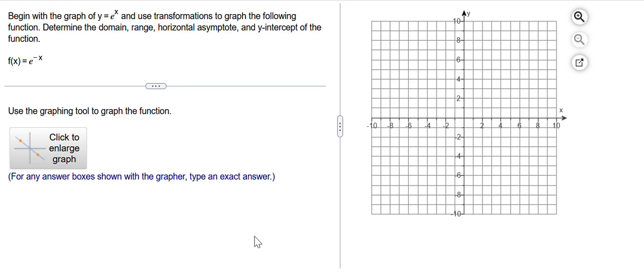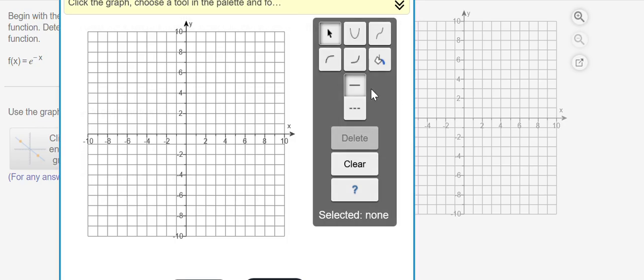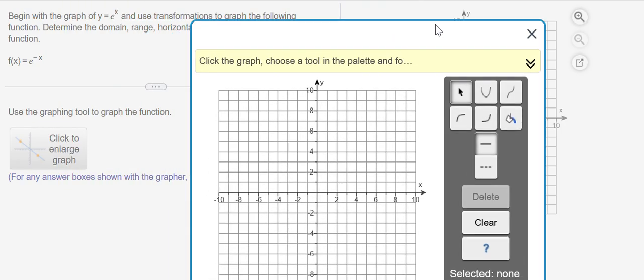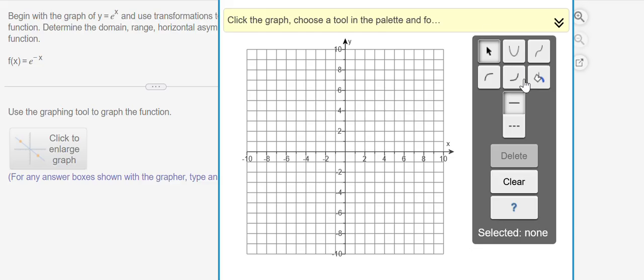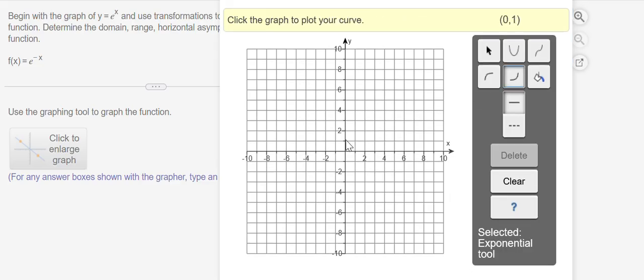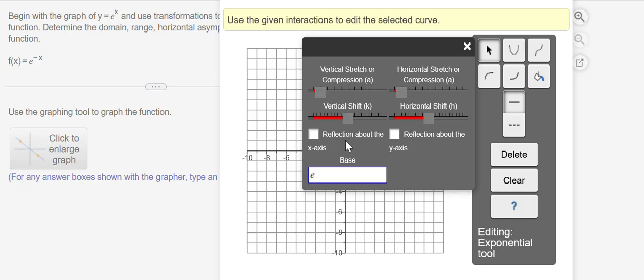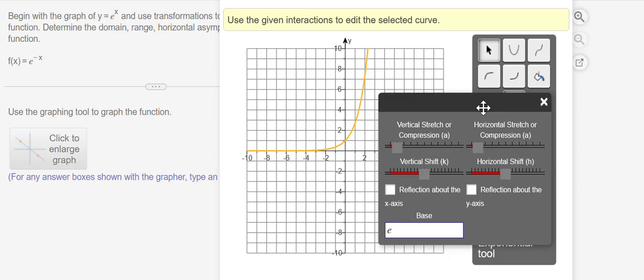We have this exponential function and we need to go ahead and use transformations to graph it. Then we need to determine domain, range, horizontal asymptote, and y-intercept. So I am going to start to graph it. I'm going to move this just a little so we can view it. We're going to start with this, and we are starting at 1.